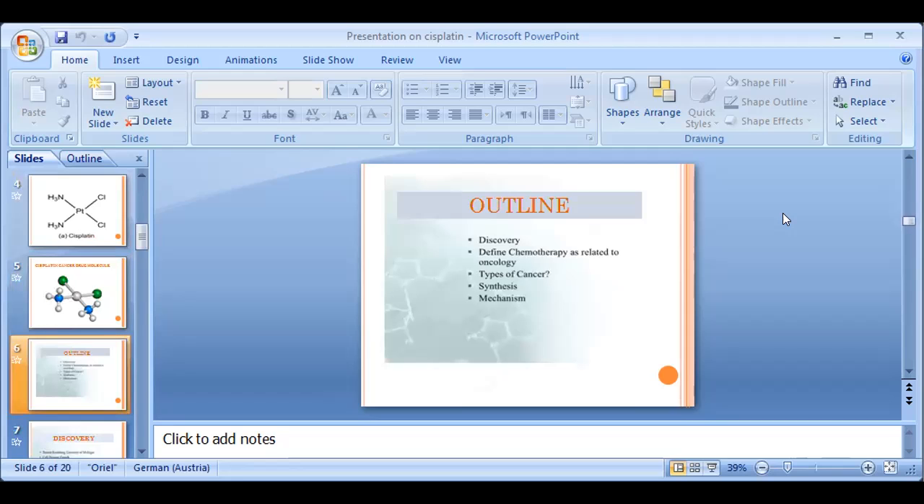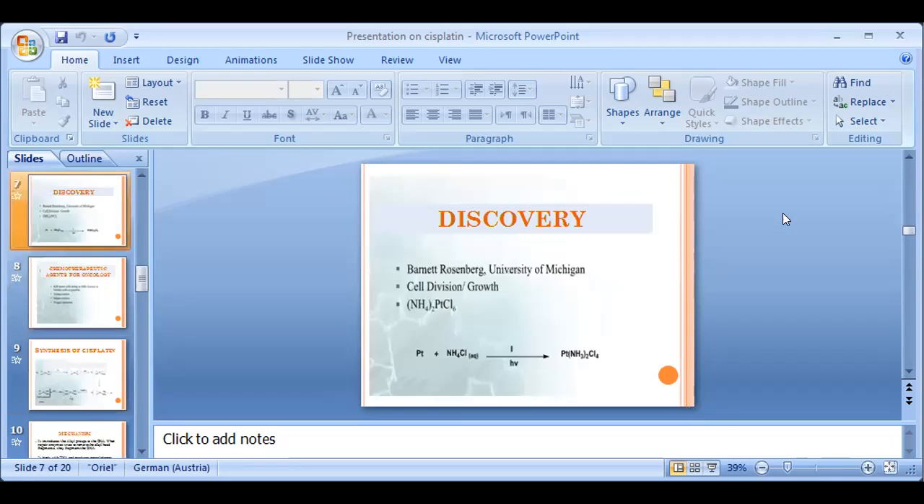Here we can see the outline: discovery, chemotherapy as related to oncology, types of cancer, synthesis, mechanism, uses, side effects, precautions, conclusion. Discovery: Barnett Rosenberg, University of Michigan, discovered cisplatin, which led to successful treatment for testicular and other cancers.